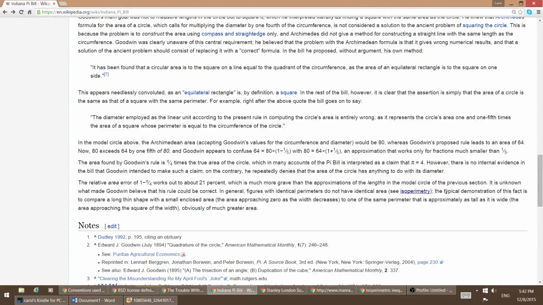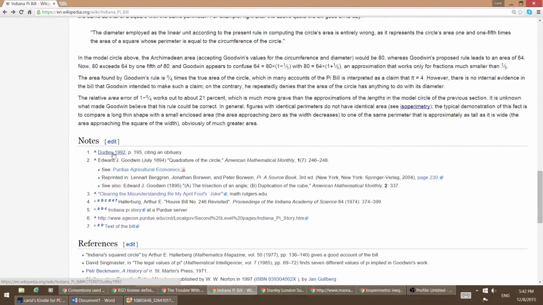The typical demonstration of this fact is to compare a long, thin shape with a small enclosed area, the area approaching 0 as the width decreases, to one of the same parameter that's approximately as tall as its width, the area approaching the square of the width, obviously a much greater area. And then here's 1992 citing an obituary.